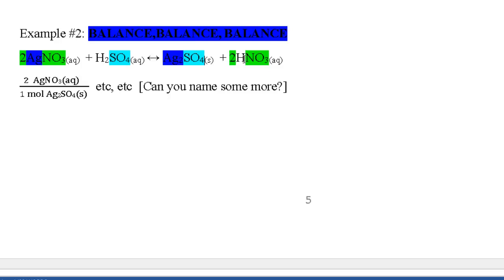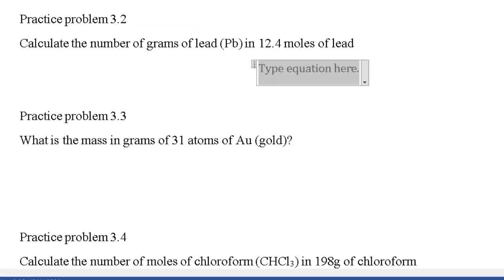Yes, this is balanced. A couple of relationships: for every 2 moles of silver nitrate, we have 1 mole of silver sulfate. For every 2 moles of silver nitrate, we have 1 mole of H2SO4, and on and on and on. I'll give you one more. For every 2 moles of silver nitrate, there's 2 moles of HNO3. Let's do some problems here.